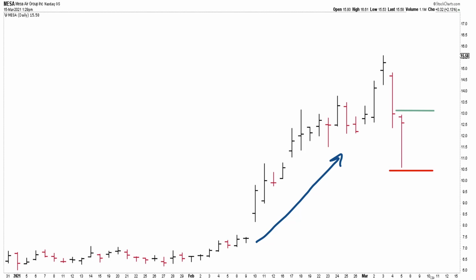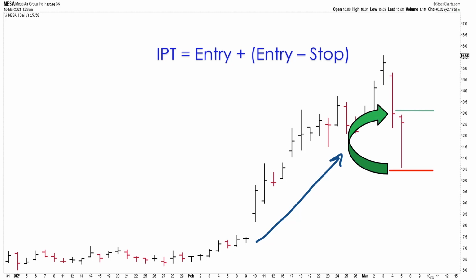You can see entry above the high, stop below the low, like we said last week. And it's just a quite simple calculation. You just take the entry minus the stop, or the risk if you want to look at it that way. Add that to your entry, and that gives you your initial profit target.